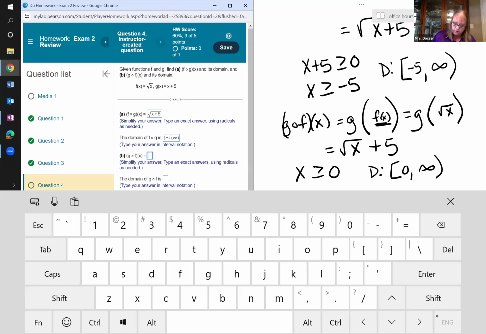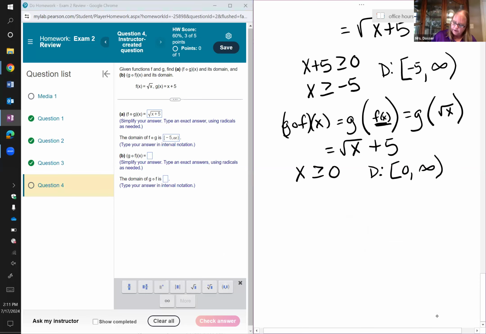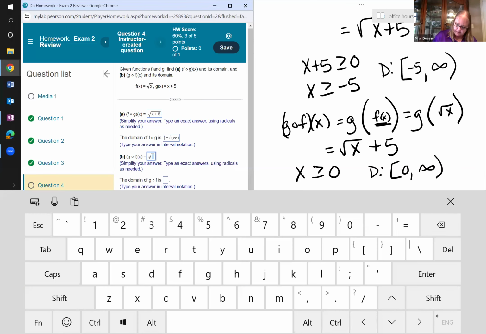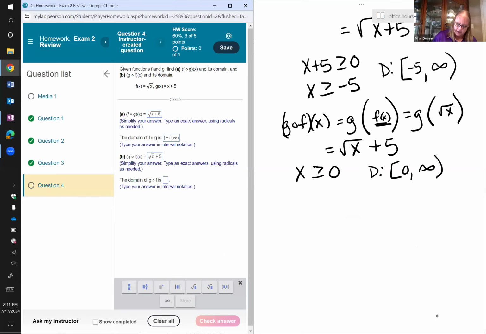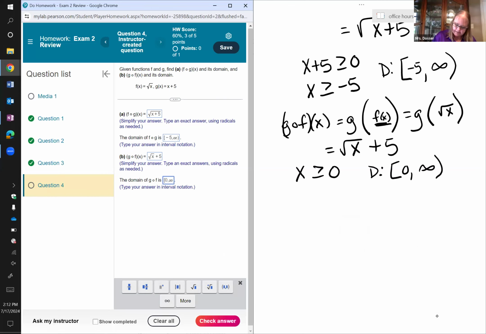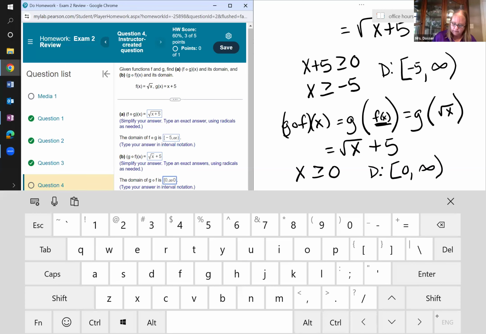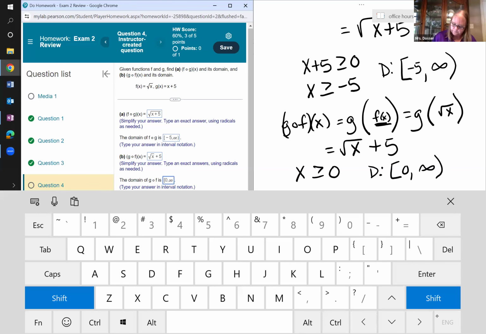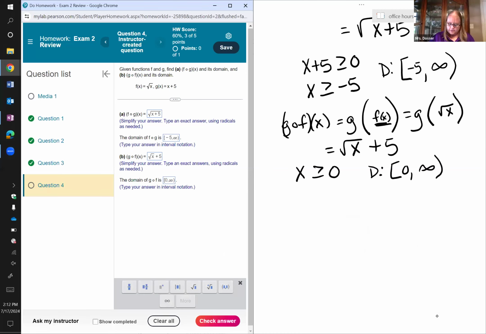And then for g composed with f of x, we have the square root of x plus 5. So again, square root and then x. And then the plus 5 is not underneath the radical, so we arrow over plus 5. And then the domain for that one, again, we have a bracket, 0, and then positive infinity. And then again, always a parenthesis on the infinities. And there's our answers.